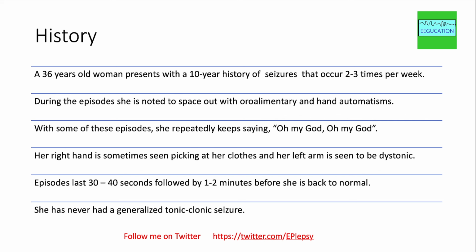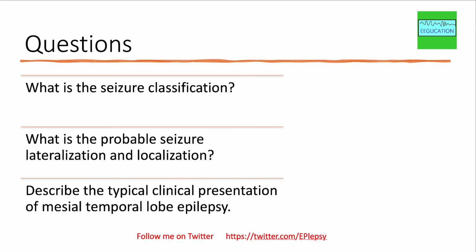If you want to spend more time on this history, please feel free to pause the video and take your notes. Once you've done that, let's move on to the next slide. These are the questions for the OSCE, and I invite you to write your answers. What is the seizure classification based on the history that was provided to you? Based on some of the findings, some of the description of the history, what is the probable seizure lateralization and localization? And the final question for this slide is, describe the typical clinical presentation of mesial temporal lobe epilepsy. Once you've done this, let's move on to the next slide.